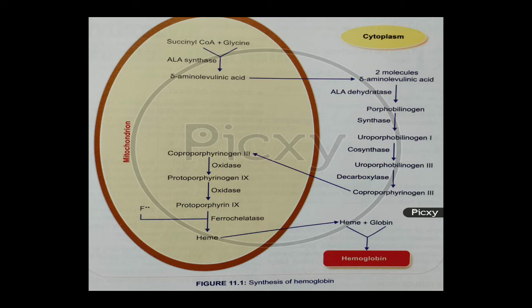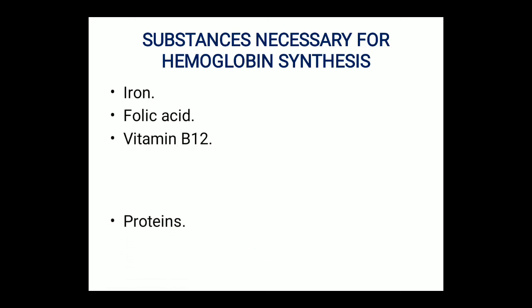It goes from the mitochondria to the cytoplasm. Heme plus globin are combined. Heme plus globin forms hemoglobin. Substances necessary for hemoglobin synthesis: iron, folic acid, vitamin B12, and proteins.